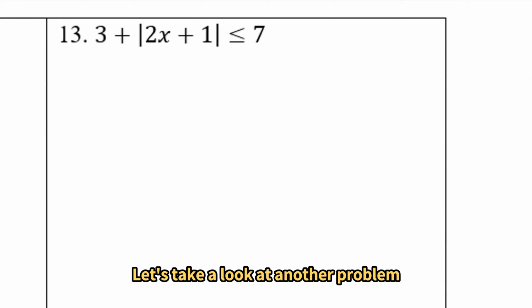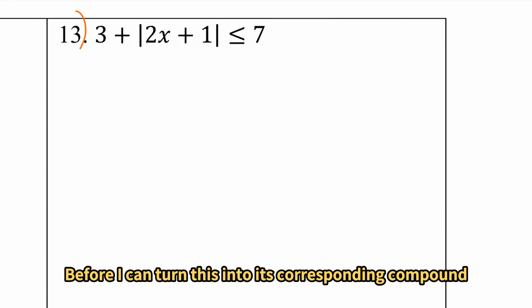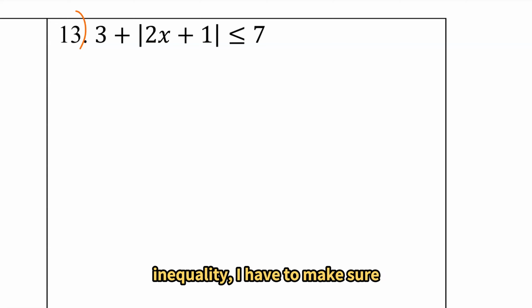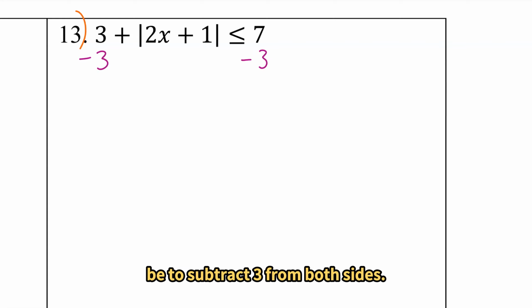Let's take a look at another problem. This is number 13. 3 plus the absolute value of 2x plus 1 is less than or equal to 7. Before I can turn this into its corresponding compound inequality, I have to make sure I have only the absolute value isolated on one side. So our first step here will be to subtract 3 from both sides.